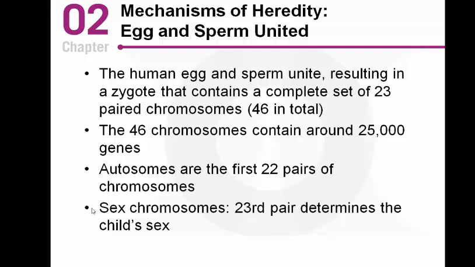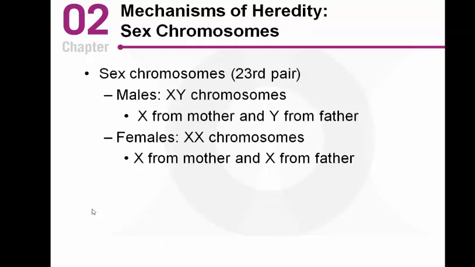Now, sex is something that's going to be determined by the father. So, a male will have XY chromosomes. So they'll have a pair here. We have X from mom, Y from dad. Female is going to have XX chromosomes, X from mom, and X from dad. So women only have X chromosomes. So that's all they can give.